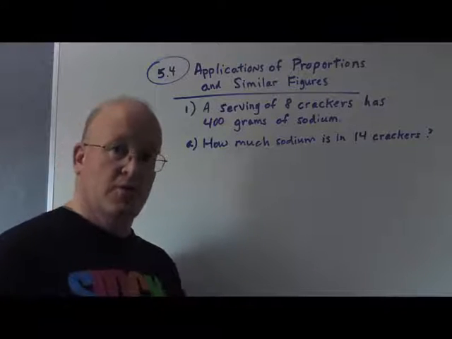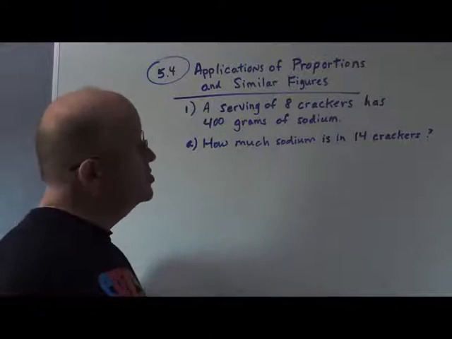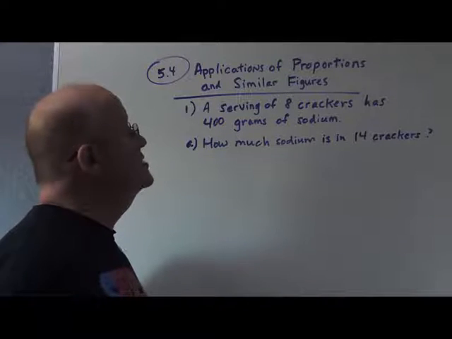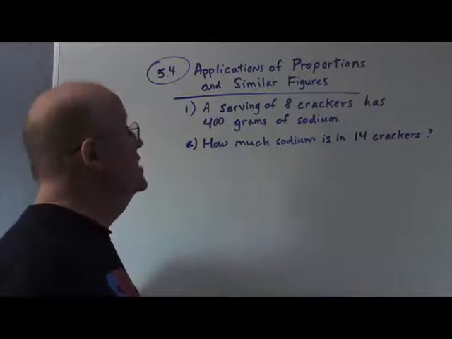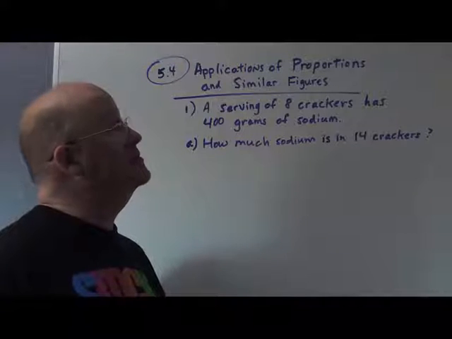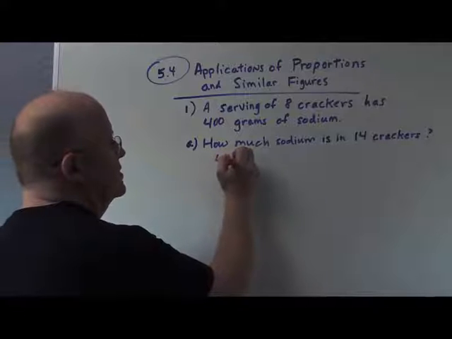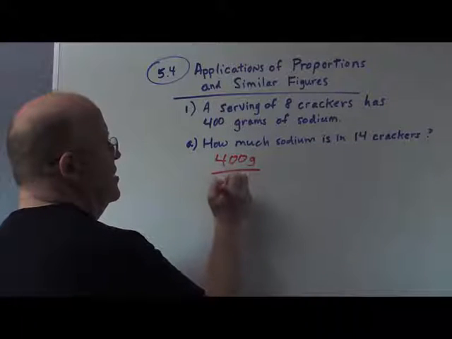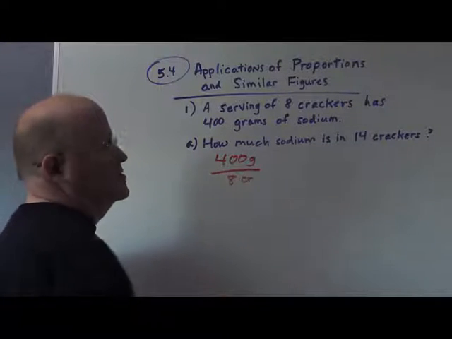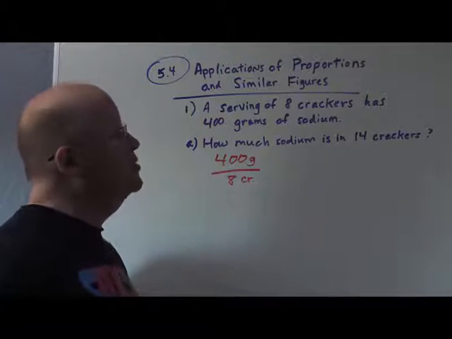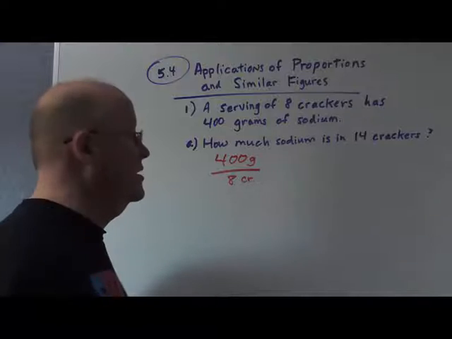Let's look at some word problems involving proportions and similar figures. We begin with this problem which says a serving of 8 crackers has 400 grams of sodium. I'm going to write that as 400 grams goes along with 8 crackers, and I'll abbreviate that CR. The question first is, how much sodium is in 14 crackers?